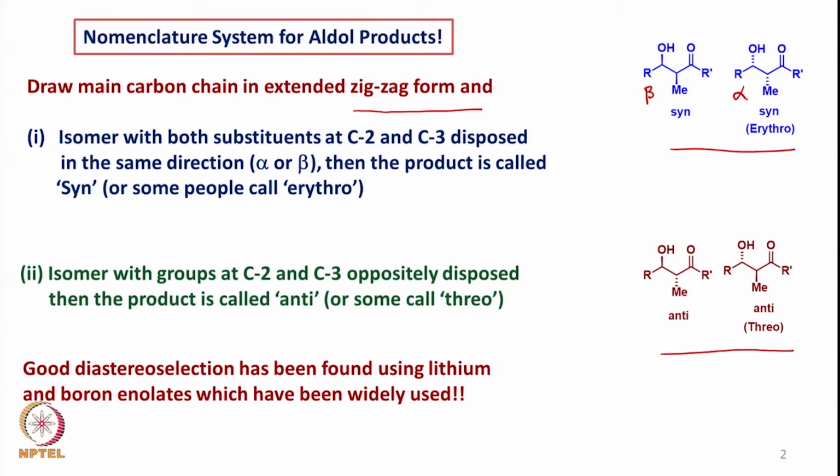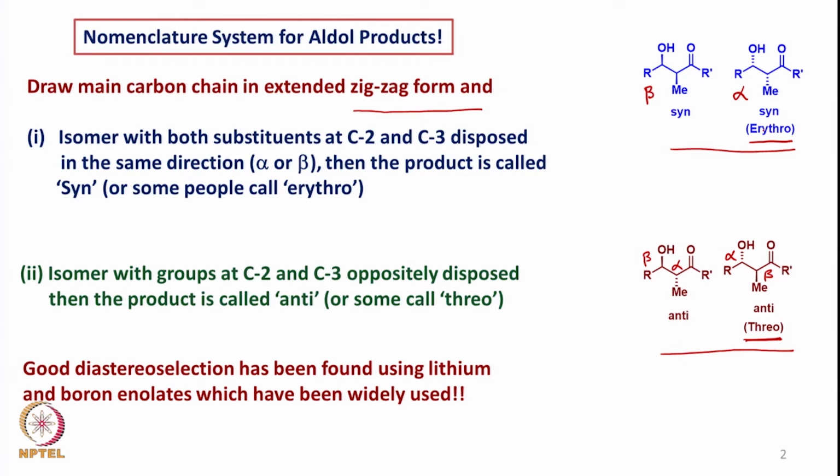When the C2 and C3 groups are oriented or disposed in different directions, like here this is alpha and this is beta, and here this is beta and this is alpha, they are opposite to each other, therefore these are called anti products. But some people call it erythro, although not many people accept it, and this arrangement as threo.